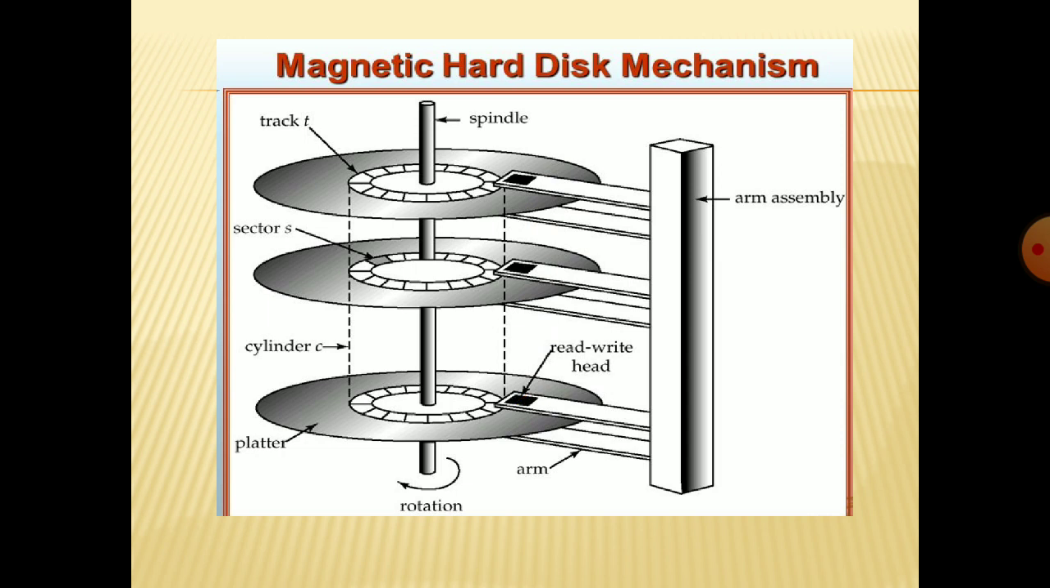When you perform the read or write operation, this disk starts rotating. When you perform a write operation, this read write head will come in contact with this surface. Okay, when it comes in contact with this surface, then the electricity starts flowing through this surface.